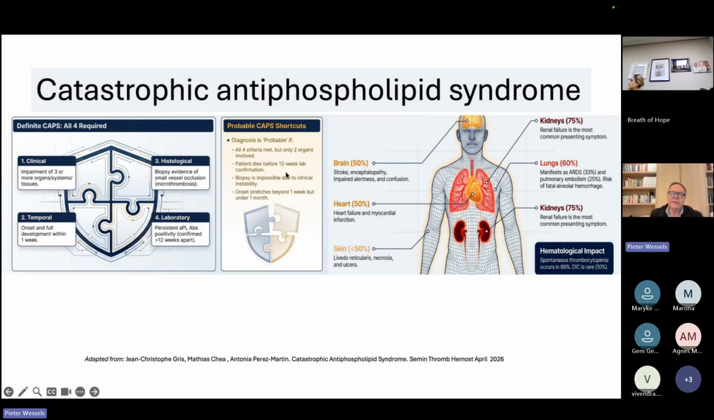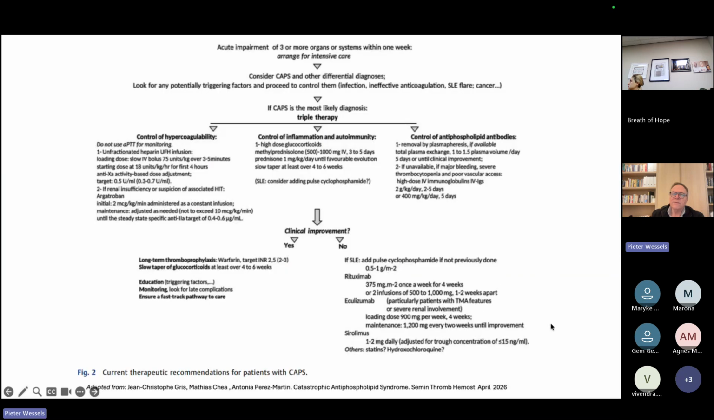And you can treat a patient if you think it's a probable catastrophic antiphospholipid syndrome, because it's such a devastating disease, you can rather scale down afterwards. And here you can see which organs: 50% brain, heart 50%, skin less than 50%, kidneys 75%, lungs 60%. This is the failure in these patients. And they also have the thrombocytopenia.